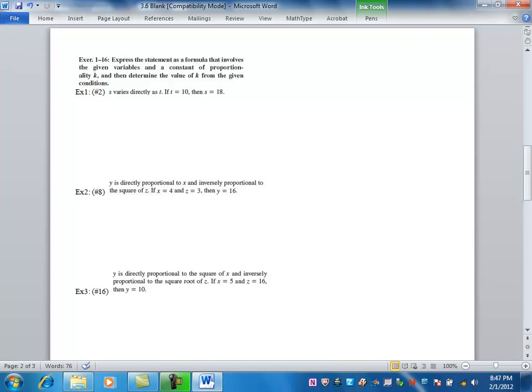So here in our first few examples, we're just asked to first express a statement as a formula involving the given variables and a constant of proportion, and then determine the value of k from the given conditions. We look at this first one here. It says s, so I'm writing s, varies, there's my equal k, directly as t, so I'm multiplying by t. T is 10, k we don't know, s is 18, we're going to solve for k. This is 18 over 10, and folks, we always want to reduce. This becomes 9 over 5. There's my value of k.